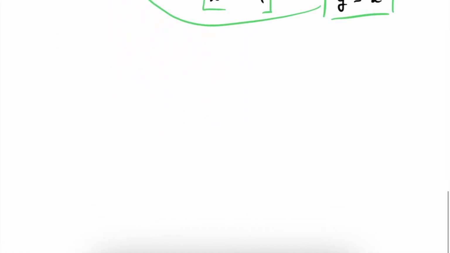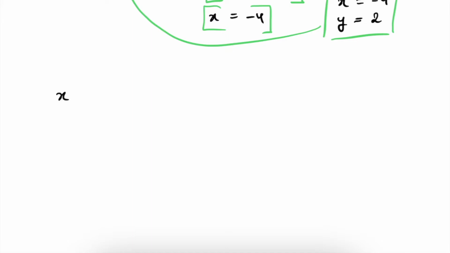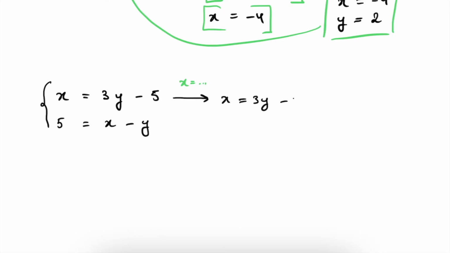Let's go to the next exercise, where we have x is equal to 3 times y minus 5. And the second equation that needs to be true is 5 is equal to x minus y. And again, we need to find x and y such that these two equations are true. Again, just the same procedure as before. We rewrite this first equation as x is equal to something. And we see that we are in luck here because we already have x is equal to 3y minus 5. So we don't have to do any more calculations here.